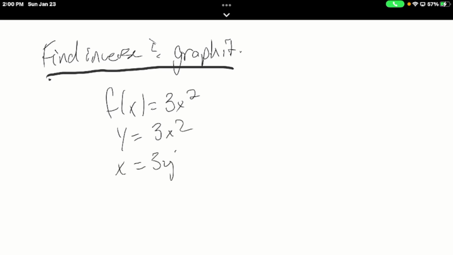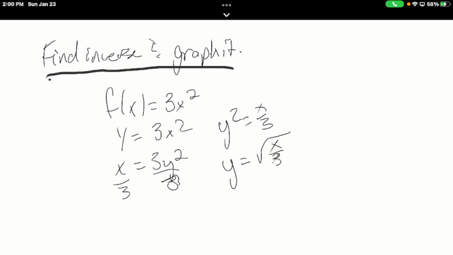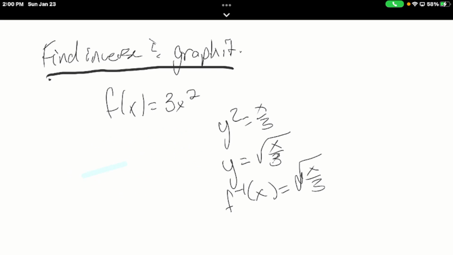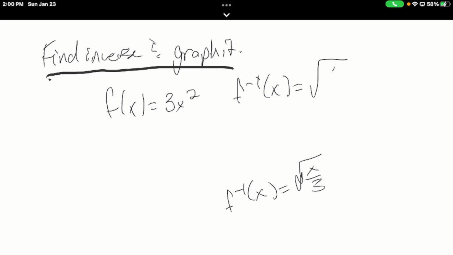So let's do that. I'm flipping x and y here, and then I'm going to solve for my new y, which means I'm going to divide by 3. So I get y squared equals x over 3. My inverse function is going to be the square root of x over 3. Let's keep that in the back of our mind. I'm going to keep the original function here, and I'm going to have my inverse on the side. So f inverse of x equals root x over 3.